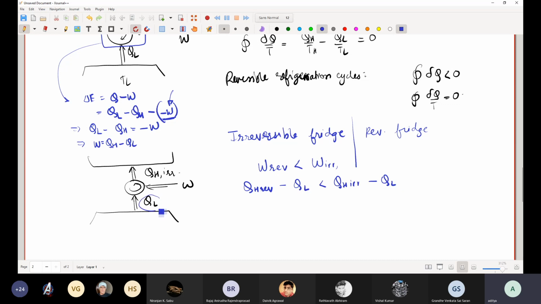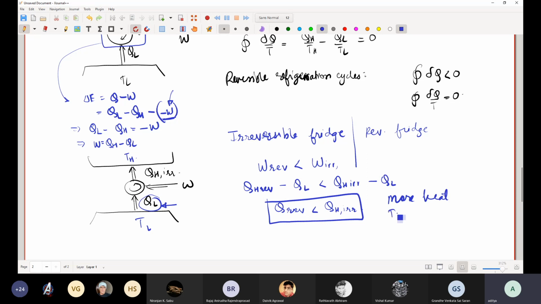If I say that the amount of heat absorbed from the low temperature reservoir is the same, then I can conclude that QH irreversible will be larger than QH reversible. In order for me to extract the same amount of heat from the low temperature reservoir, I have to supply more heat to the surrounding than for a reversible cycle. Okay, that is the conclusion. So I am basically causing more irreversibility, with more heat transferred to have the same heat extraction.